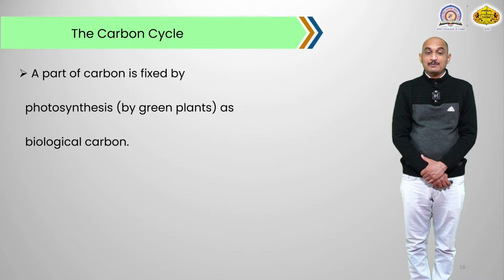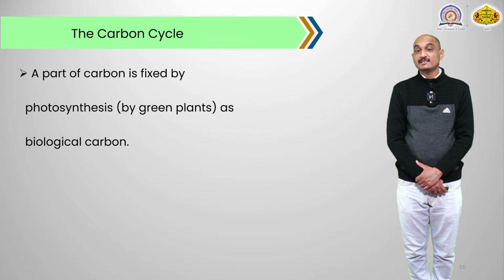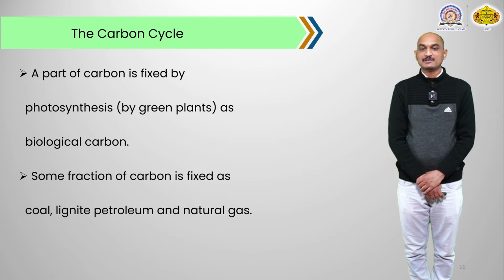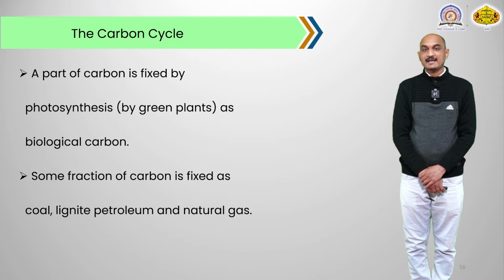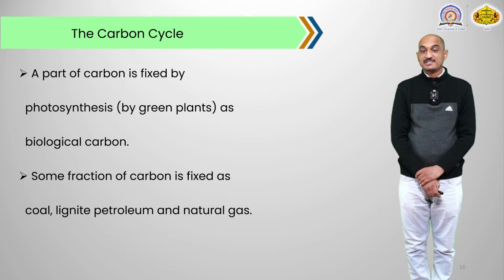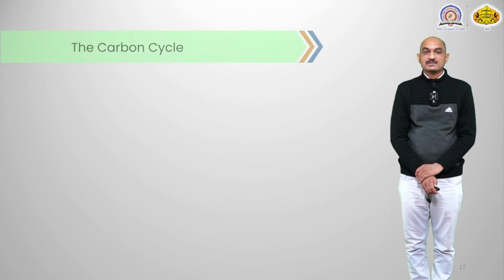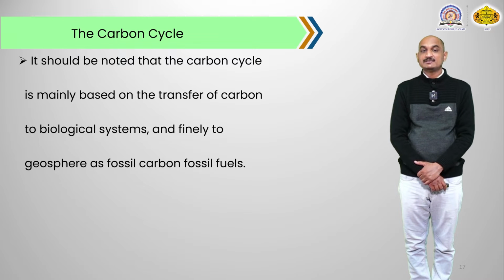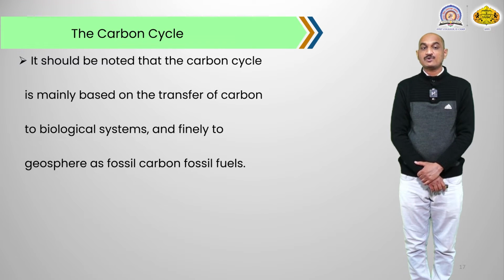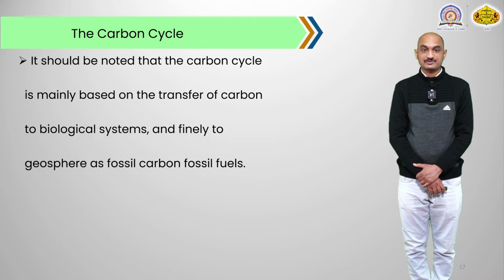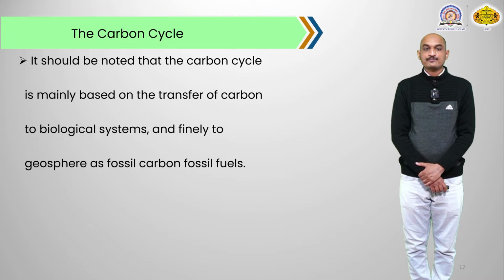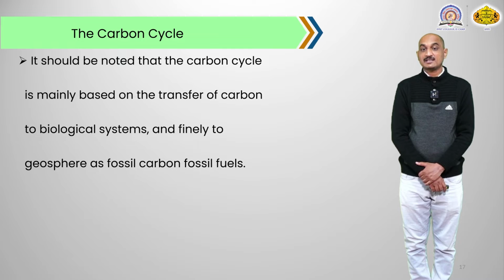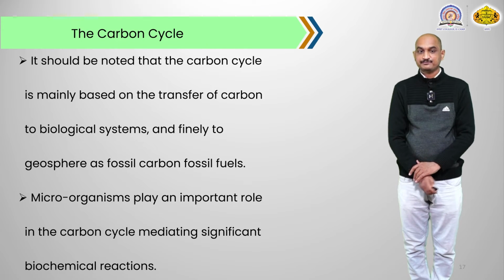Then a part of carbon is fixed by photosynthesis by the green plants as biological carbon. Some fractions of the carbon are fixed as coal, lignite, petroleum and natural gas. This is the carbon cycle. Then it should be noted that the carbon cycle is mainly based on the transfer of carbon to biological systems and finally to the geosphere as fossil carbon, fossil fuels. It is a transformation of carbon to biological systems.